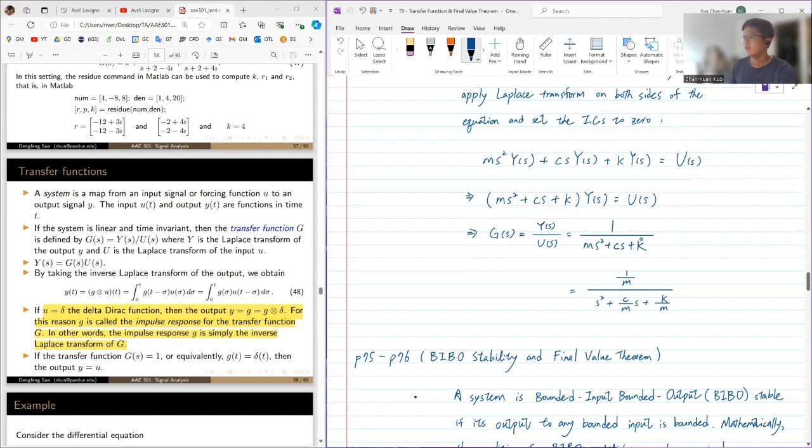And we can divide the numerator and the denominator by m at the same time to make the denominator polynomial monic. And in the end, we will get this expression here, which is 1 over m, over s squared plus c over m times s plus k over m. And this is the transfer function of the mass spring damper system.